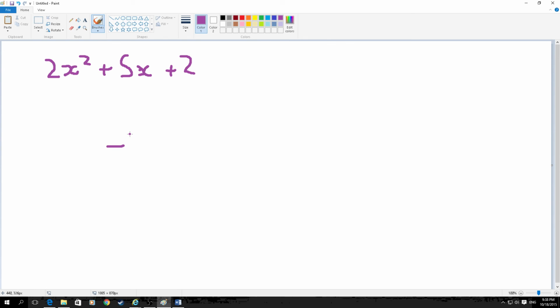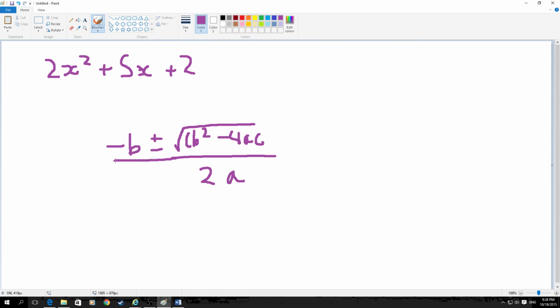Minus b plus or minus the square root of b squared minus 4ac, all over 2a, and that goes there. So you probably have to use it, and a would clearly be 2, so this will be a, this will be b, this will be c. If this was just an x, it would be 1.